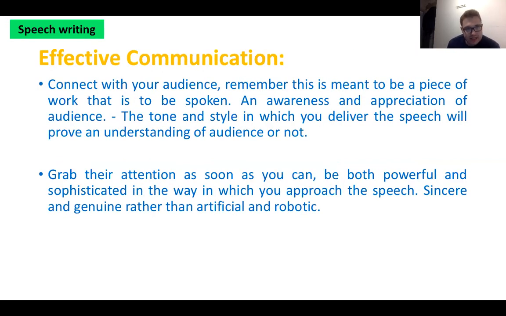Effective communication, and this is kind of the bread and butter of speech writing. You need to be able to communicate effectively. So connect with your audience. Remember, this is meant to be a piece of work that is to be spoken. So an awareness and appreciation of audience. So an awareness of register as well.